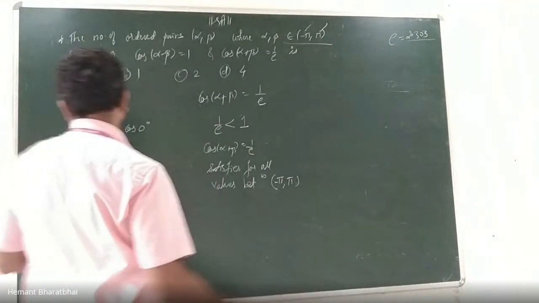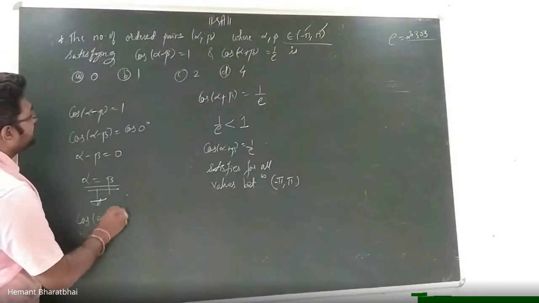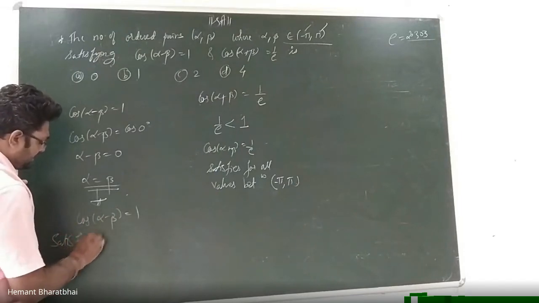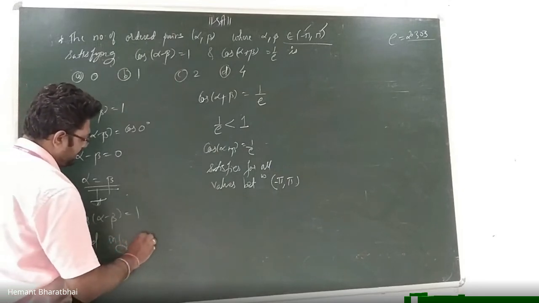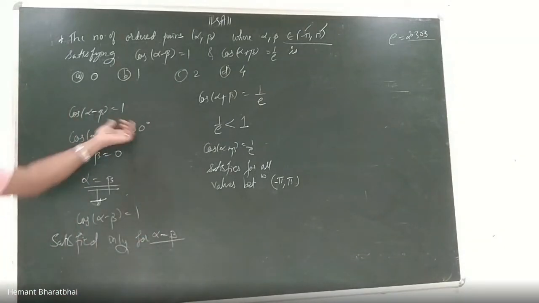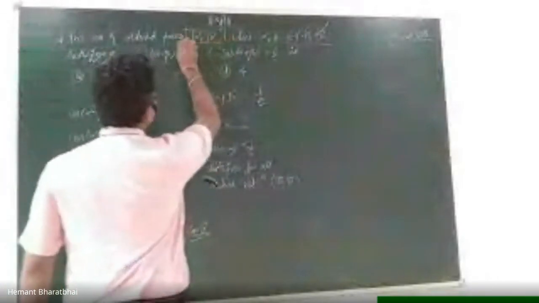But in this case, the equation cos of alpha minus beta is equal to 1 is being satisfied only for alpha is equal to beta. That is only one value. That is happening at cos of 0 degree. So this is happening only at one place. This is happening in all the places, but this is happening only in one place. And he wants us to find out the ordered pair.